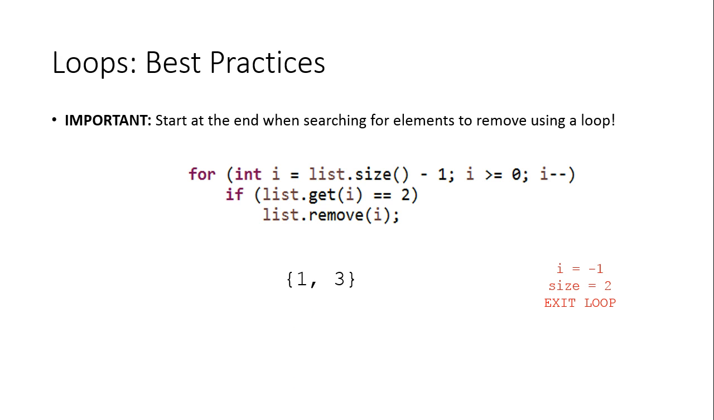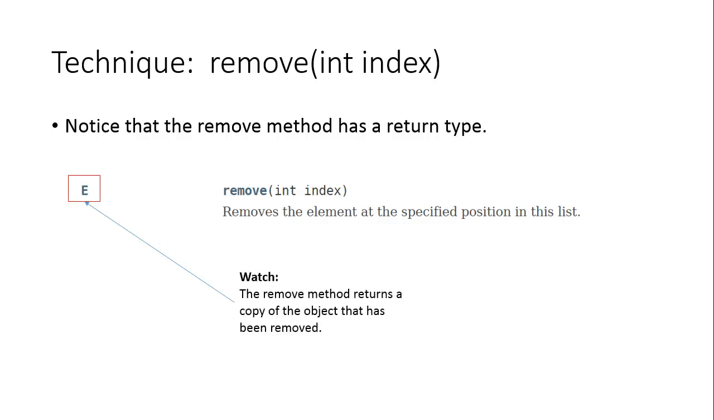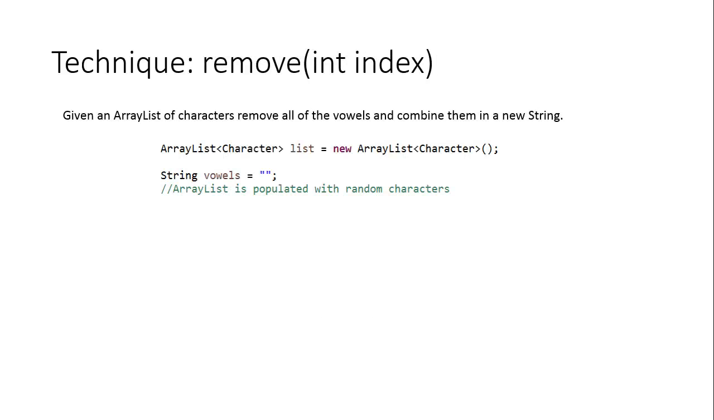So if you have some sort of algorithm that requires you to remove an element, it's a good practice to start at the end and go to the start. So let's talk quickly about the remove method, because this is a little piece of the puzzle that people often miss. When we remove an element, it actually returns that element we've removed. So a common question could be something like this. You have an array list of characters, and I want to remove all the vowels and copy them into a string called vowels, right?